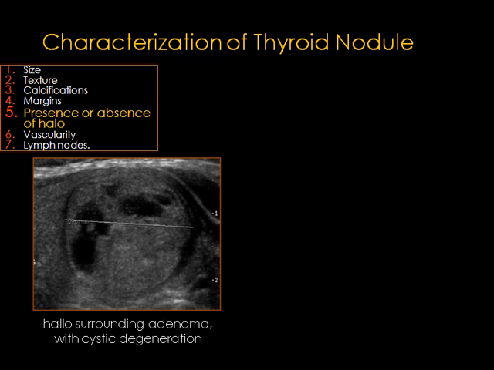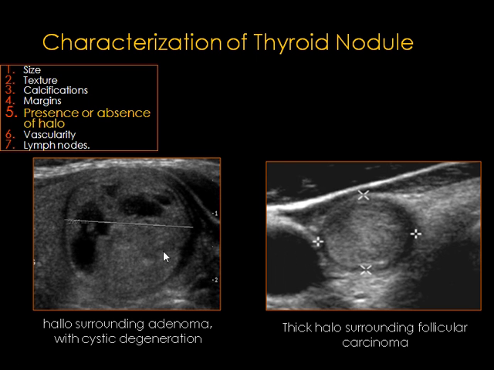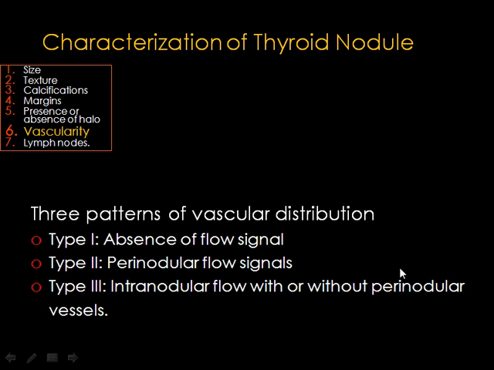This is an example of thin halo surrounding adenoma with cystic degeneration. And this is halo surrounding solid homogeneous mass indicating follicular carcinoma. In terms of vascularity, there are generally three patterns of vascular distribution within the thyroid nodule.